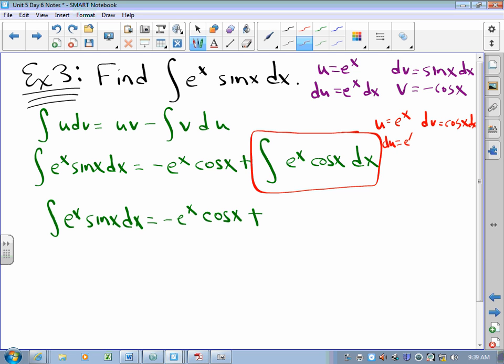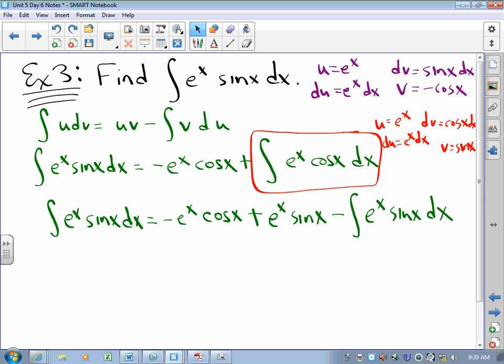You're asking, why wouldn't we just reverse the u and the v? Why wouldn't we let u be the trig function this time? You can do that. It just gets you right back to where you started. It's not very helpful. So I'm going to run integration by parts again. uv minus the integral of v du.